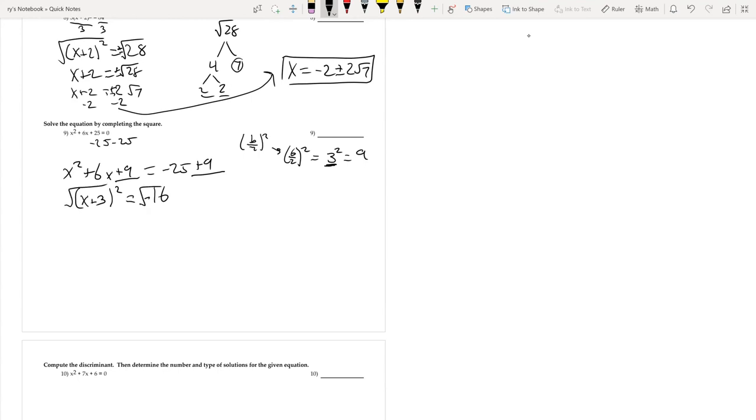Square root of both sides, to get rid of the squared, we get x plus 3 is equal to the square root of -16. Remember your plus or minus. So I'm going to subtract 3 from both sides. So I get x is equal to -3. And then my -16, well, that's actually the square root of 16, which is 4. But since it's negative, it will be 4i. So I get -3 plus or minus 4i.